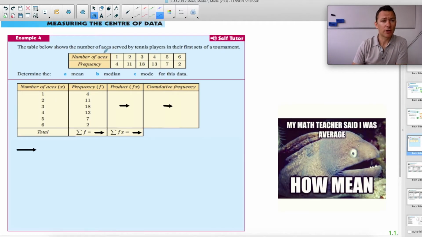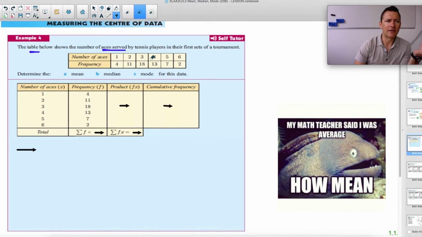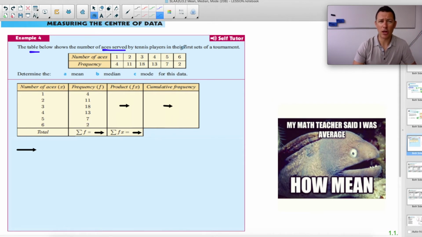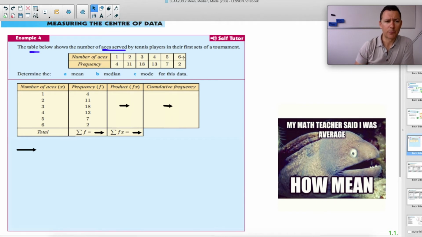So you can try the same thing here. We're talking about aces served by a tennis player, and aces are when you serve the ball and the opponent can't return it to you. So 4 people served 1 ace, 11 people had 2 aces, etc. What I'd like you to try to find is the mean, median, and mode for the data, meaning what's the average, the mean for how many aces served, what's the median, what's the mode. Here's the frequency table start. Maybe you want to continue with a product table and a cumulative frequency table, and that'll help you see what's going on there. Try that.